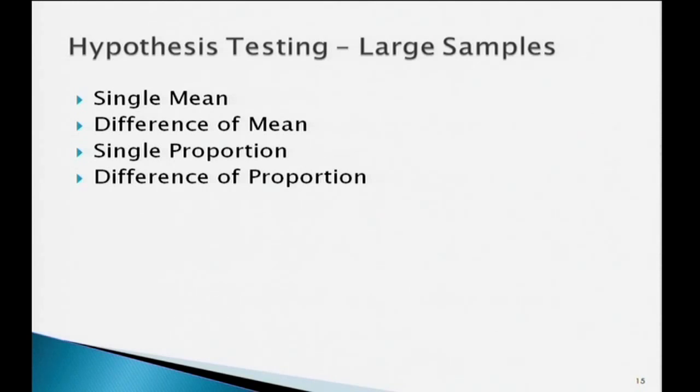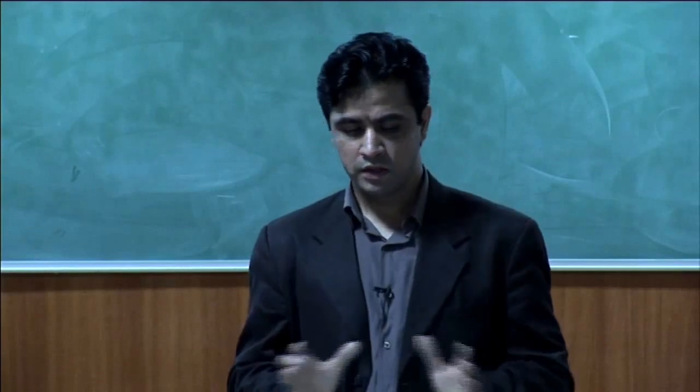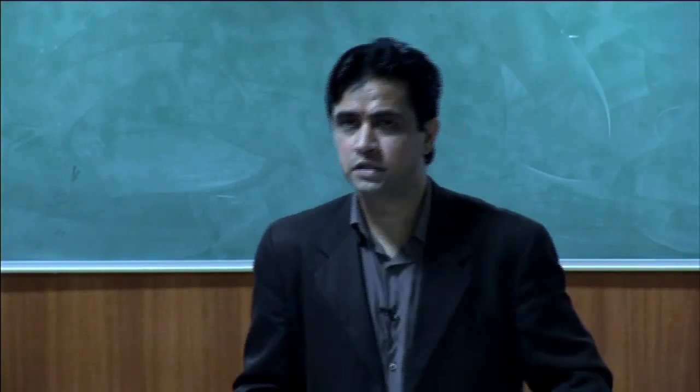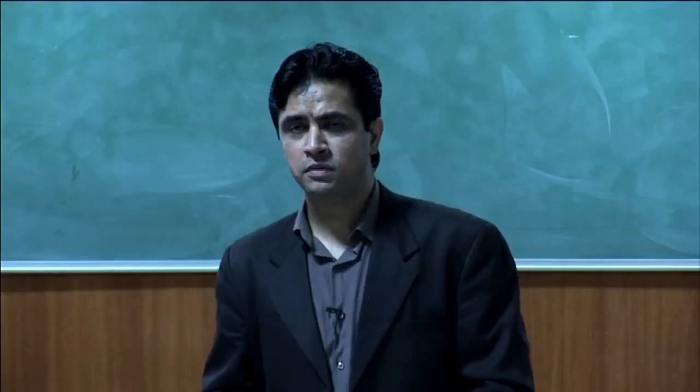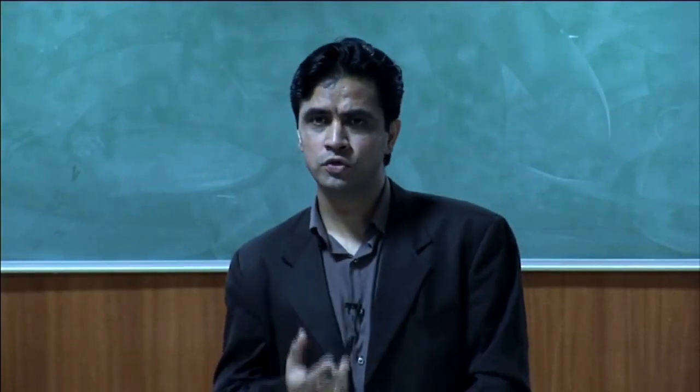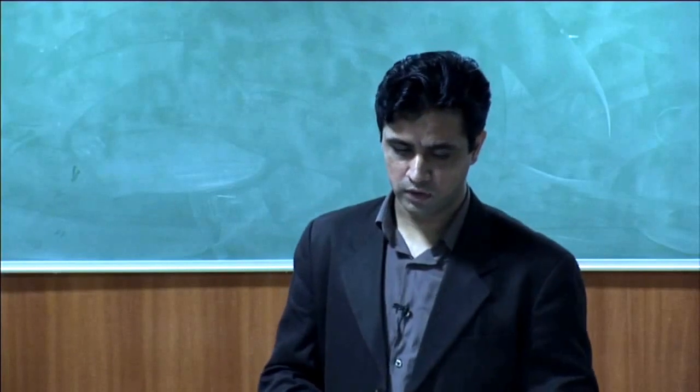Difference of mean means there are two samples, sample 1, sample 2, and whether the average from sample 1 can be considered equal to the average of the second sample, or can we just conclude that both samples represent the same population. When we assume that both samples represent the same population, the averages should both be equal to the population mean, right? So, automatically those should be equal.